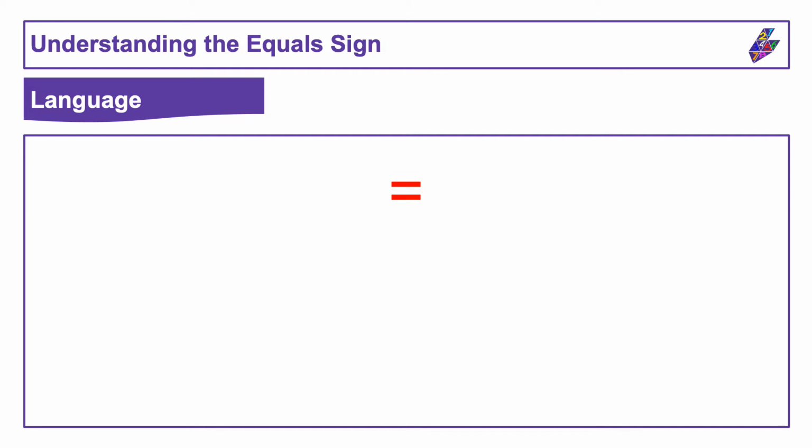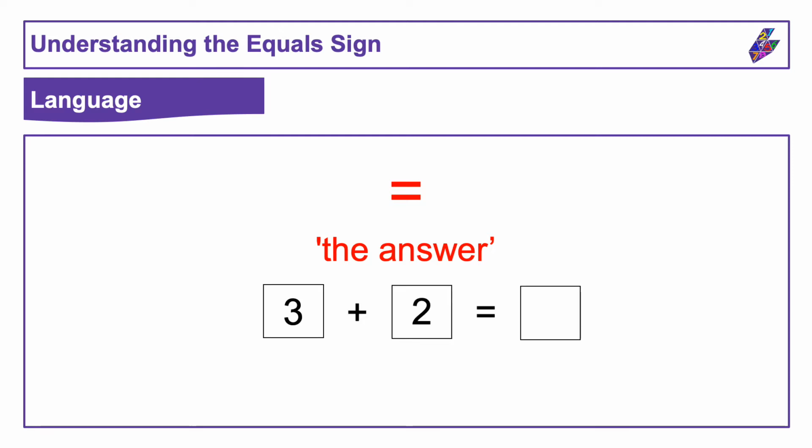Lots of people think the equals sign means the answer. So in an equation like this, 3 plus 2 equals what? You might have worked out that the total of 3 plus 2 is 5, so I put the answer in the box. 3 plus 2 does equal 5, but that does not mean that the equals sign means write the answer to the problem. We'll find out what it does mean in a moment.